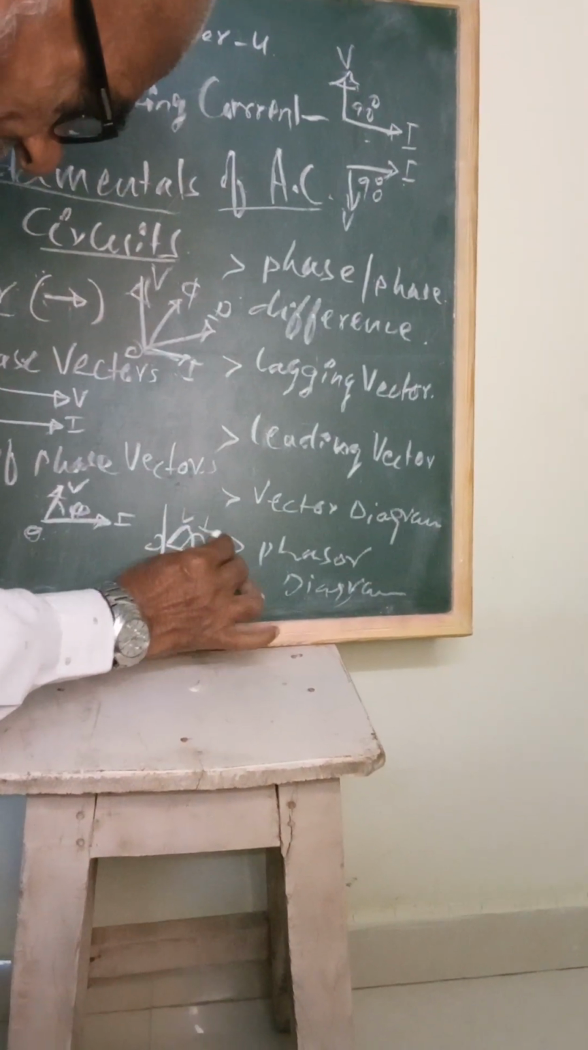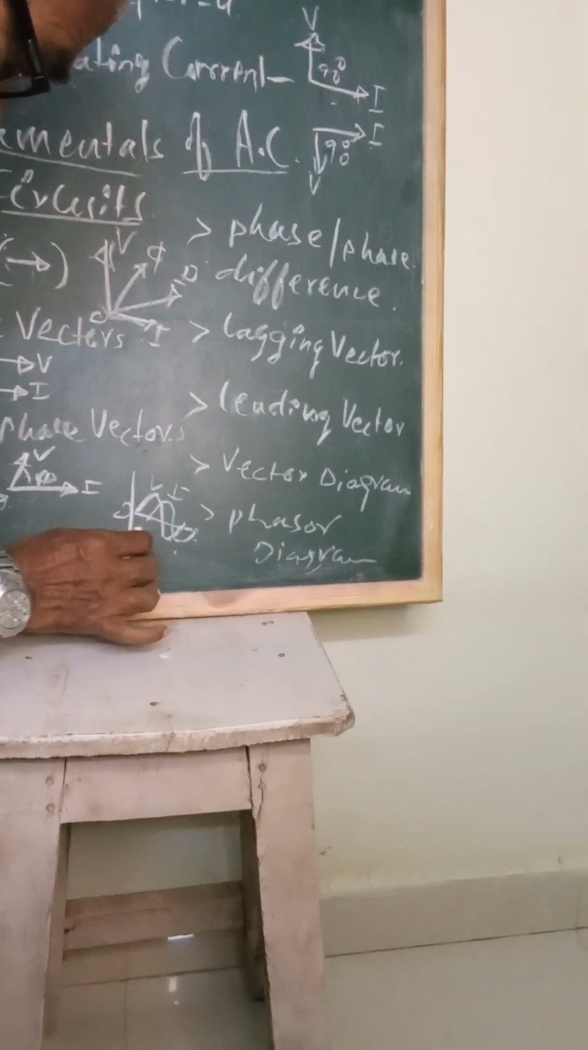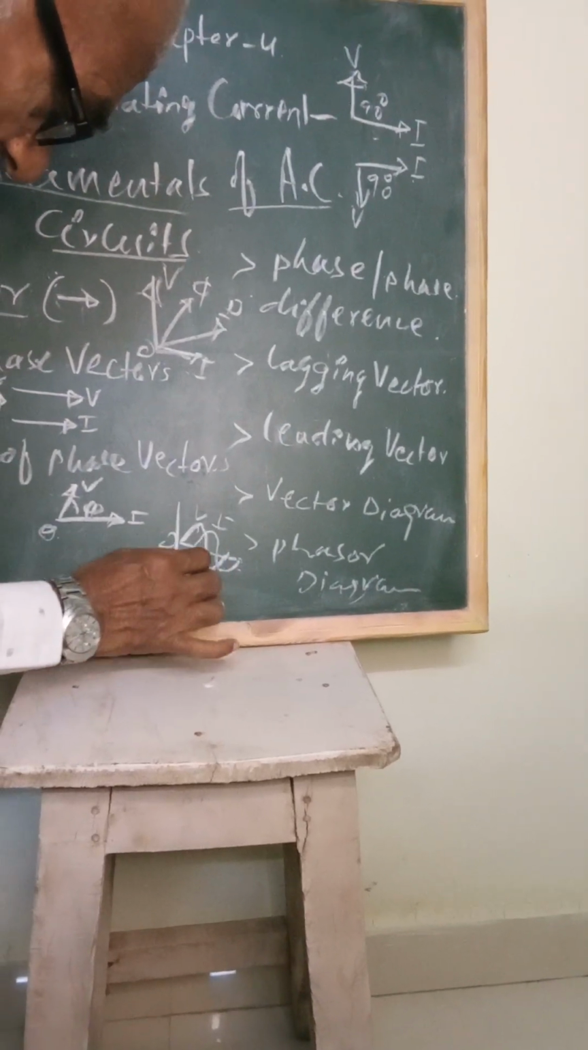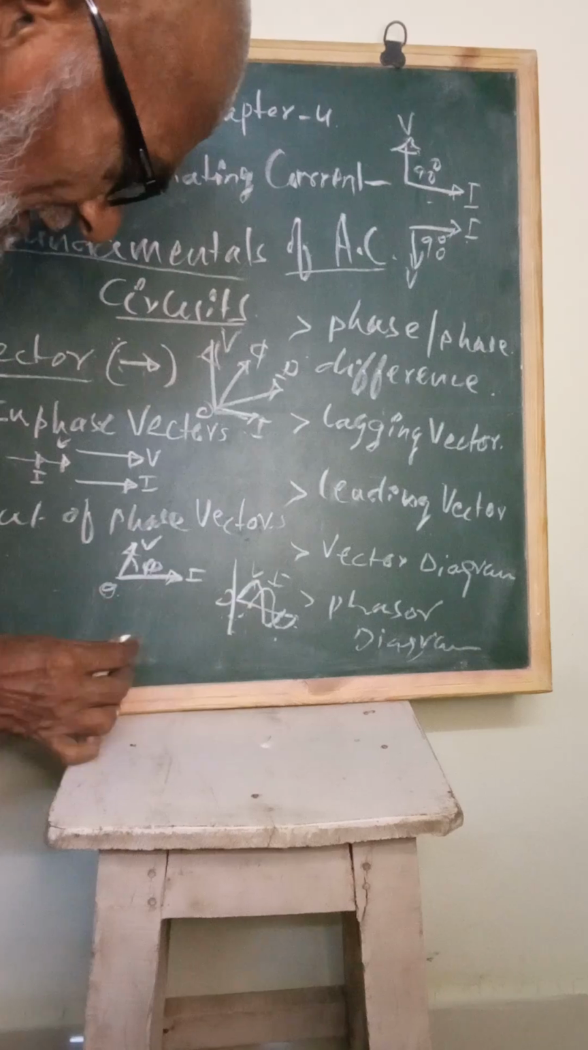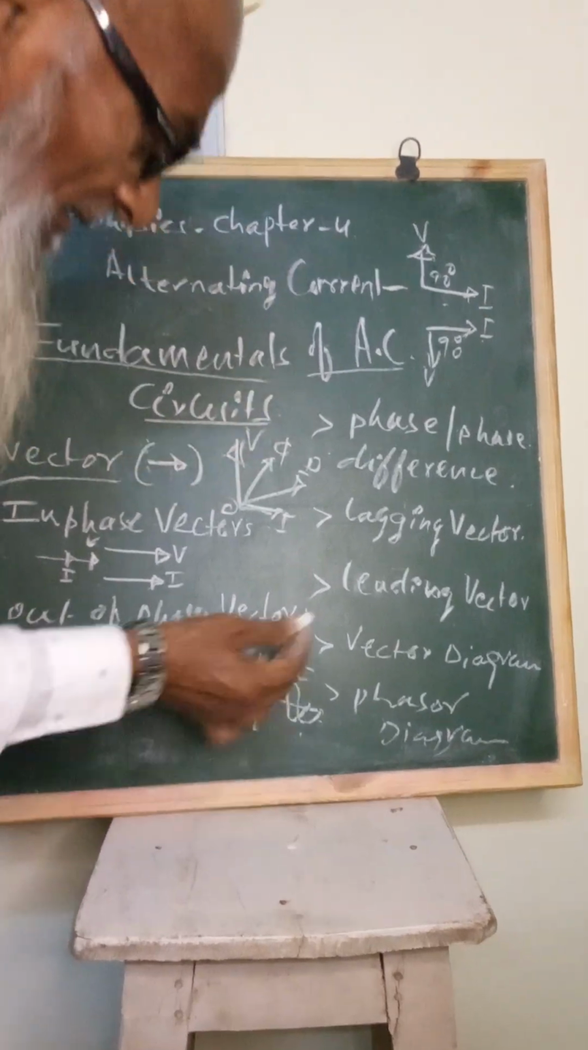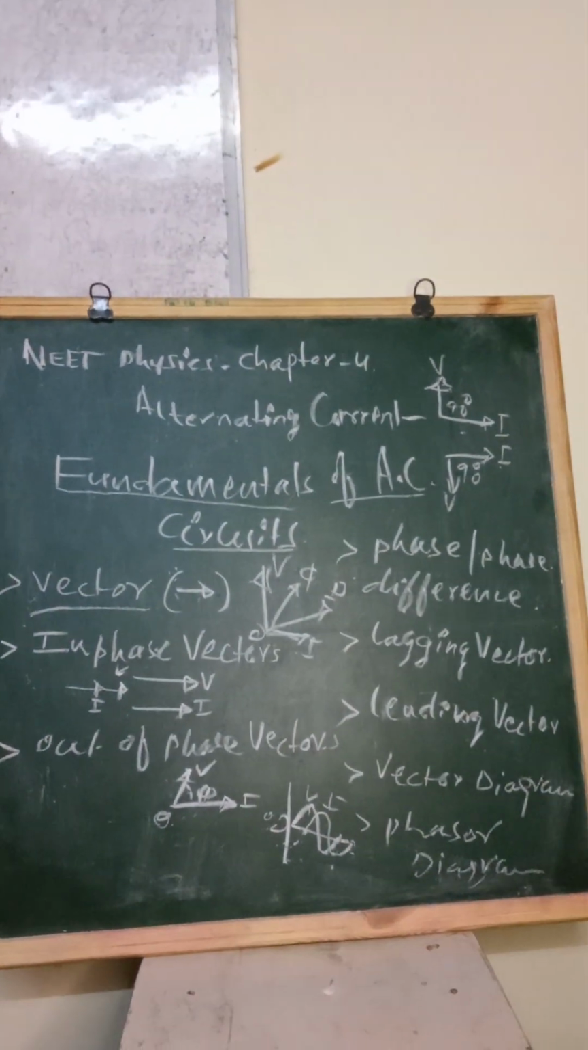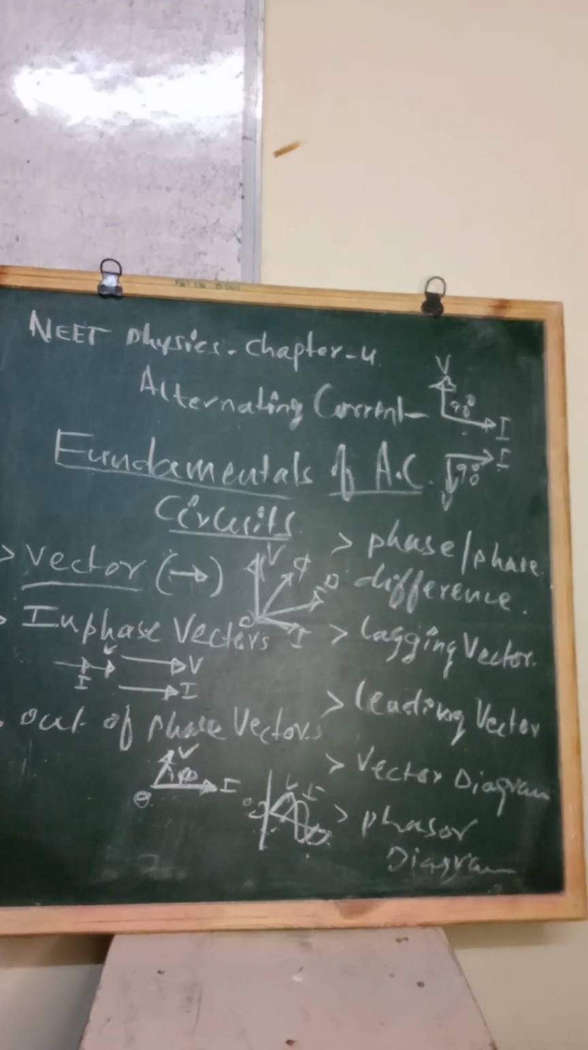This is voltage, this is current. You can see that the current is lagging the voltage by 90 degrees in this particular diagram. It means it may be passing through an inductive coil. That's why it is like that.